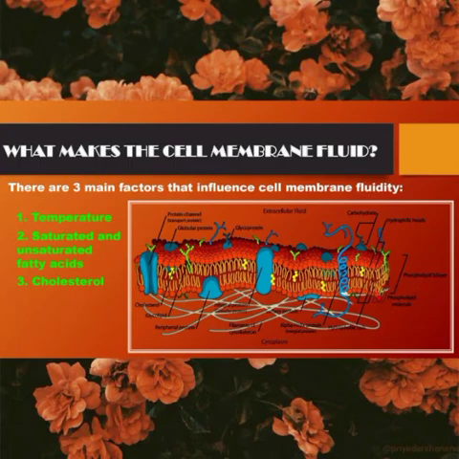There are multiple factors that lead to membrane fluidity. Three main factors that influence cell membrane fluidity are number 1, temperature, number 2, saturated and unsaturated fatty acids, and number 3, cholesterol. So first I will be discussing temperature. The temperature will affect how the phospholipids move and how close together they are found. When it's cold, they are found closer together, and when it's hot, they move further apart.